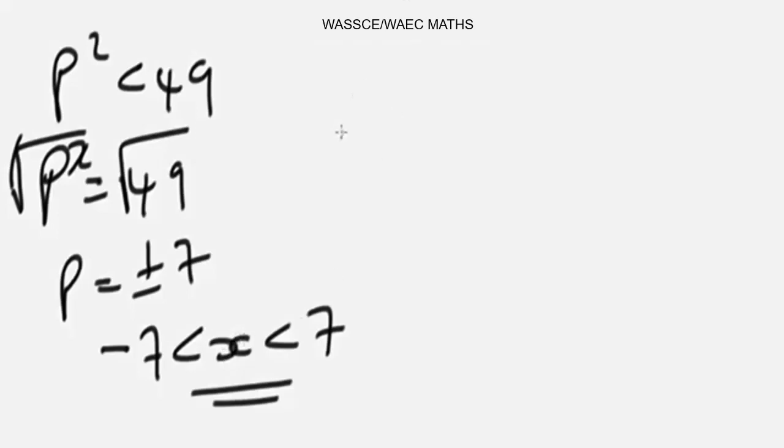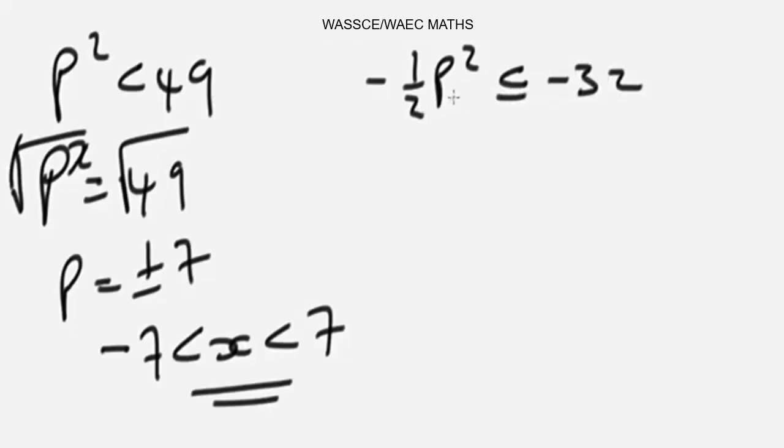Now, what if you're given something like minus 1 over 2, this fraction, p squared, is less than or equal to negative 32. I asked you to solve this problem. Now, feel free to pause this video and see if you can attempt this question. Okay, let's solve it together.